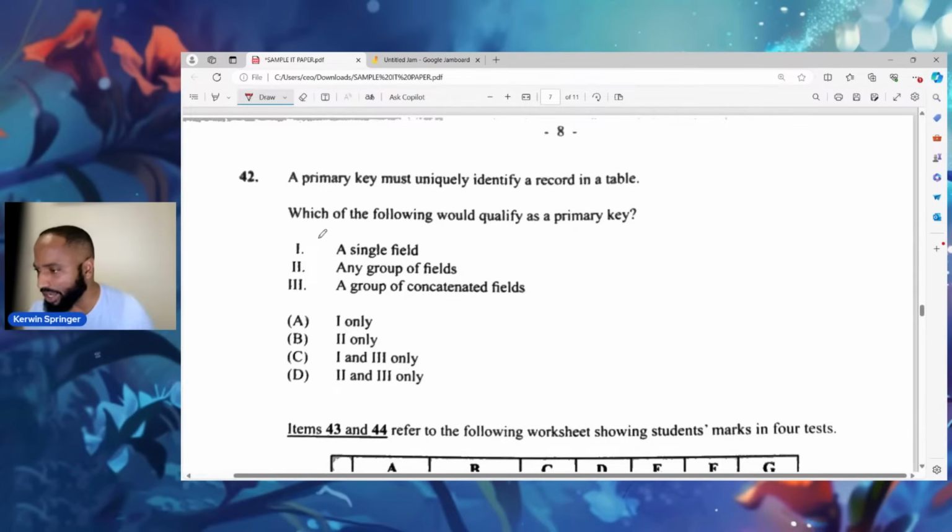Which of the following qualifies as a primary key?